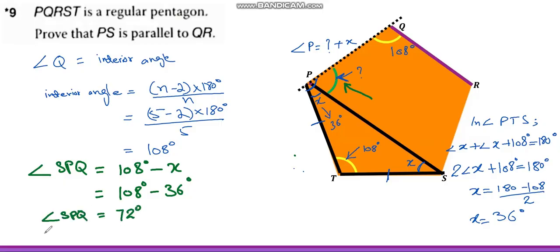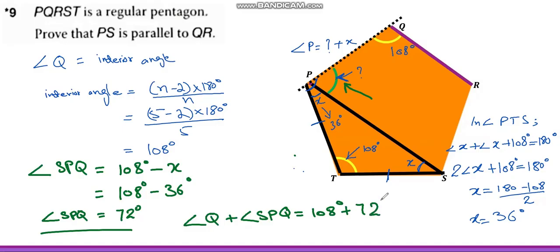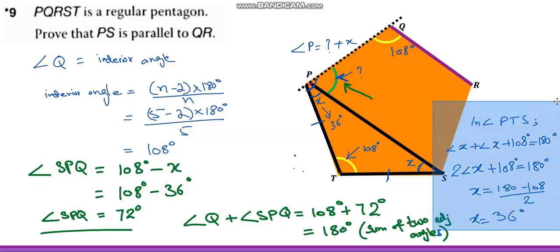So look, if we add these two angles, meaning angle Q and angle SPQ, which is 108 plus 72 degrees, we are getting 180 degrees. So we can finally conclude that since the angle Q and angle SPQ make 180 degrees and these two are interior angles, then the lines which are making these two angles should be parallel. So we can conclude this and write this, but let me first bring this working to the top.